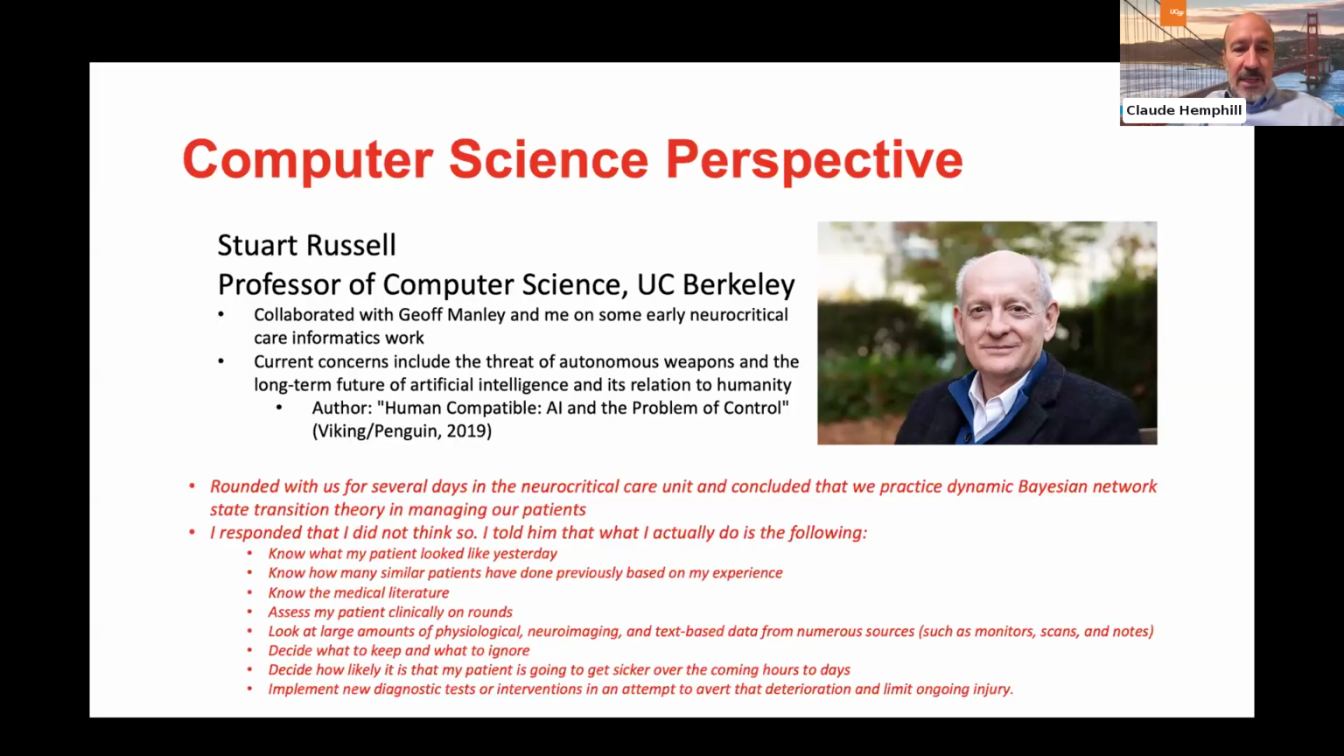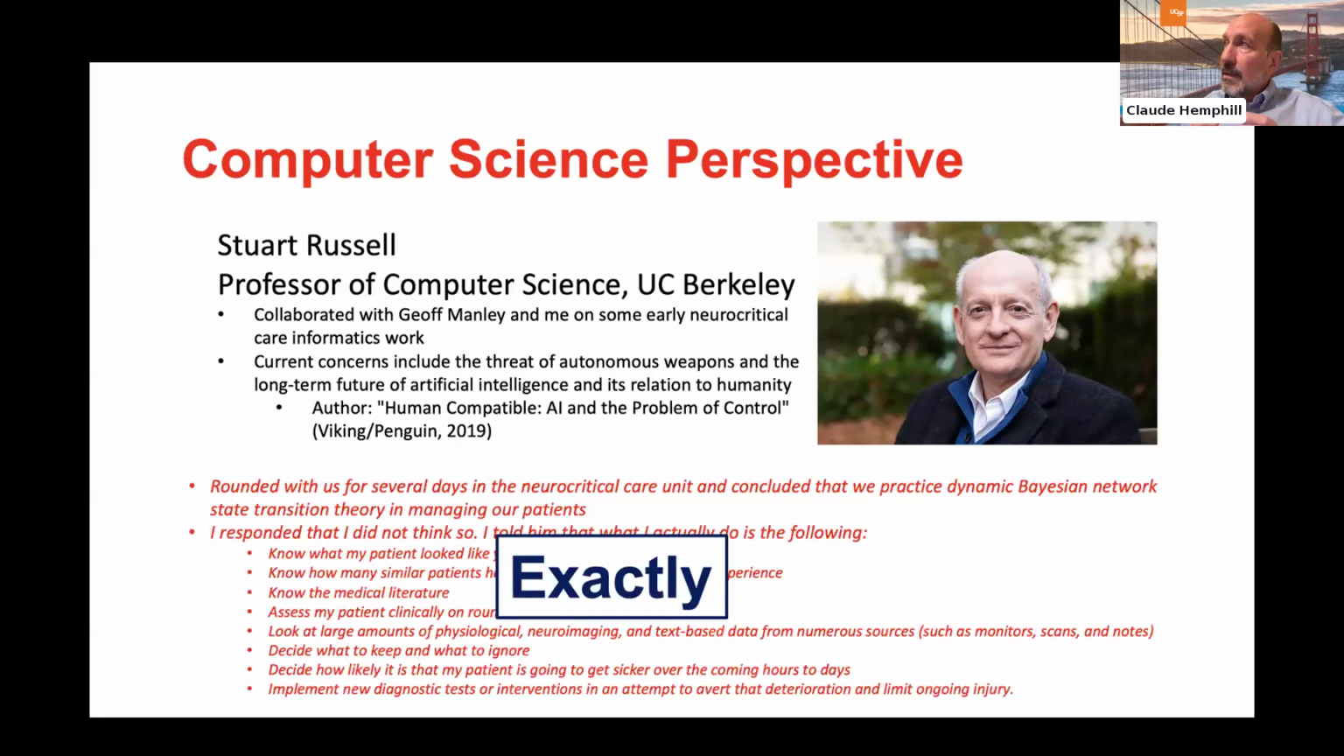And so I look at the patient on rounds and this large amount of physiology and neuroimaging text-based data from numerous sources: monitors, scans, notes. And I've got to decide what to keep and what to ignore and decide how likely my patient is going to get sicker over the coming hours or days, because then I need to perform new diagnostic tests or implement interventions in an attempt to avert that deterioration and limit ongoing brain injury. Exactly. That's exactly what we're doing. We're doing dynamic Bayesian network state transition theory.